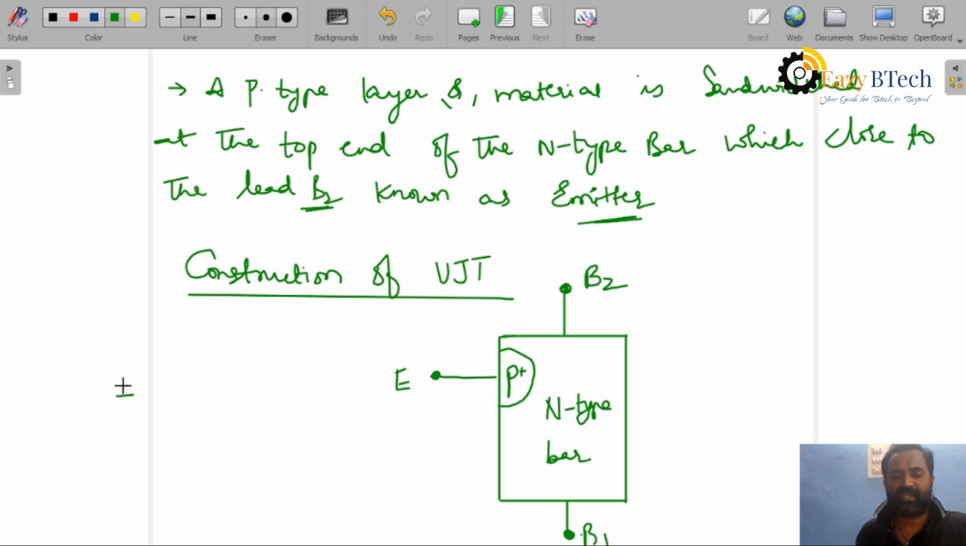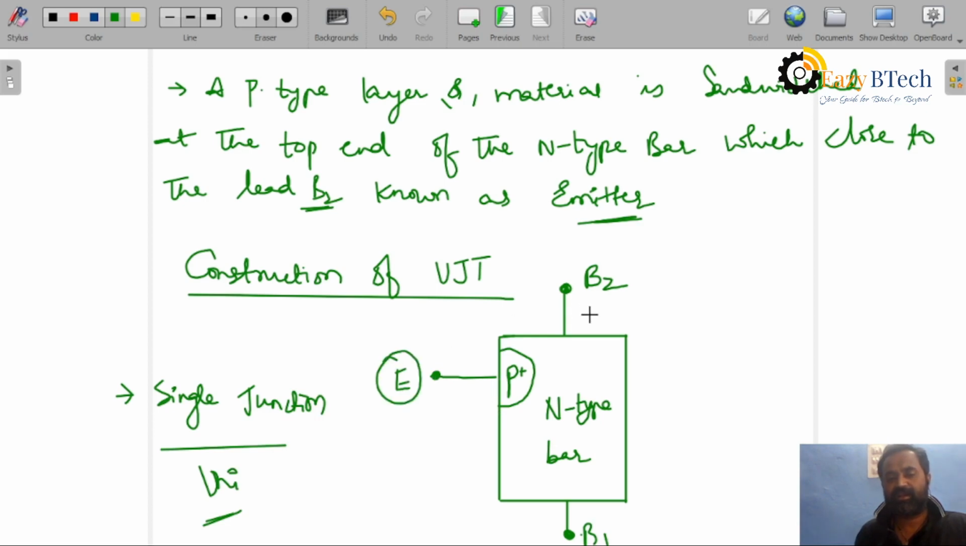You have only a single junction. That is why it is named a uni junction. Okay, it is known as an emitter terminal. It is B2 and it is B1. And the internal resistance between B2 and B1 is known as RB1, and that we will redraw the structure.